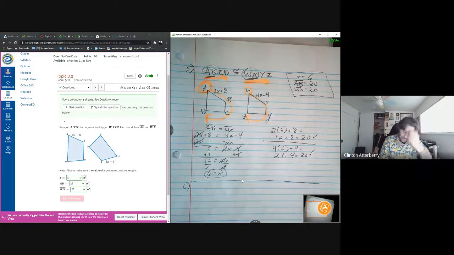Before we move on, they give you a little note there. It says, always make sure the value of x produces positive lengths. What they mean is that x can be negative or positive, but you should double check that when you plug in the number, you get a positive value for your length.